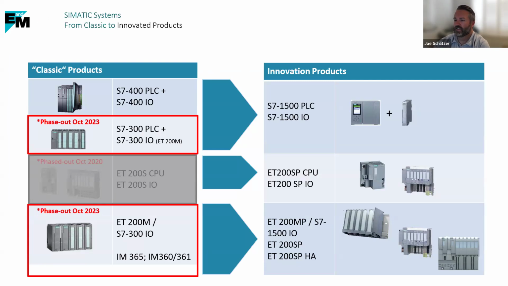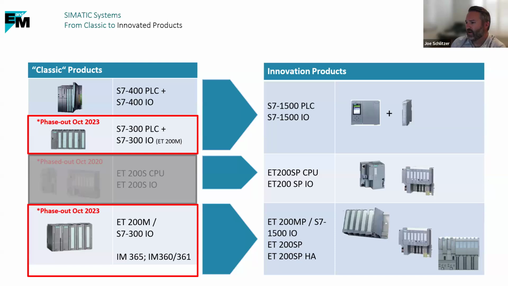So this kind of shows the successors of the classic products. Right now, we're talking about the S7-300. That also includes the S7-300 IO, which is called ET200M. So if you're working with an S7-400 or S7-400 IO, you're going to be migrating to an S7-1500 and its IO, which is the ET200MP. And it's also phasing out the ET200S. That is our distributed IO and distributed CPU line. That is being migrated to the ET200SP.